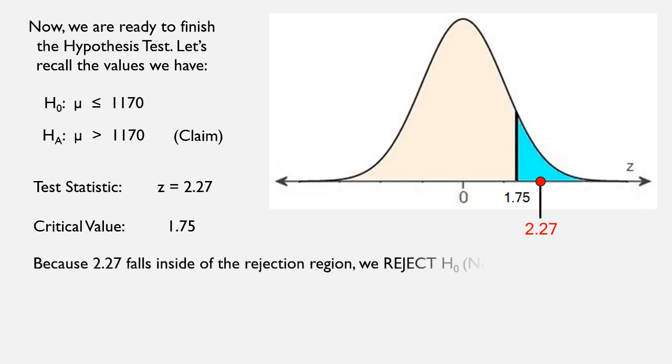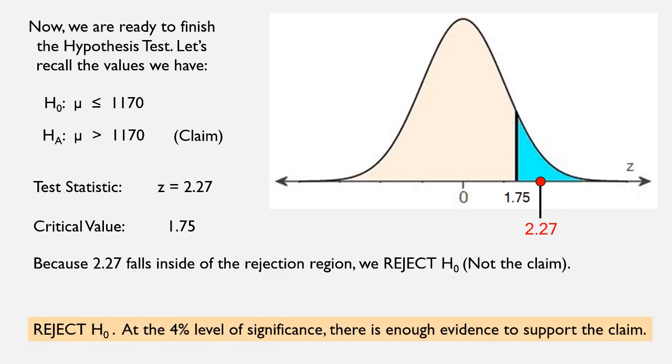So our decision here is to reject H naught. But remember, H naught is not the claim. We have to keep that in mind because when we state our answer, we're always stating it in relation to the original claim. When we reject H naught, then we can support HA. And so our claim should be written in such a way that we say we're supporting HA. So our decision here is to reject H naught. At the 4% level of significance, there is enough evidence to support the claim, which was our HA. And that's your answer.